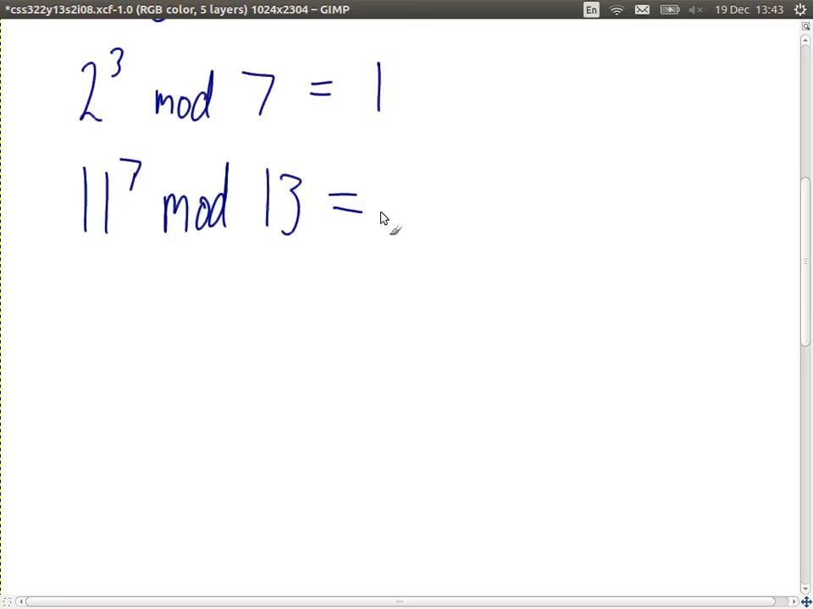Yeah. 12. Come and show me. You ready to show me? How do you solve it? Yes. 11. Eleven to the power of 7, mod 13. 9 maybe? I really want to know the process to solve it.